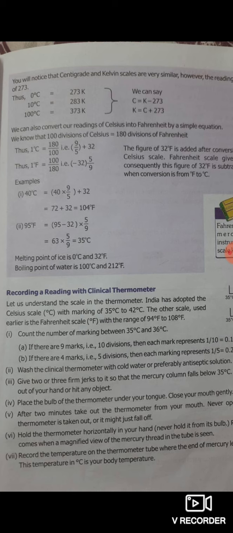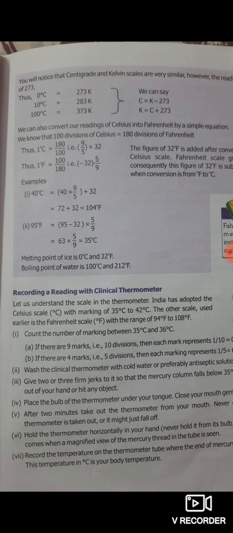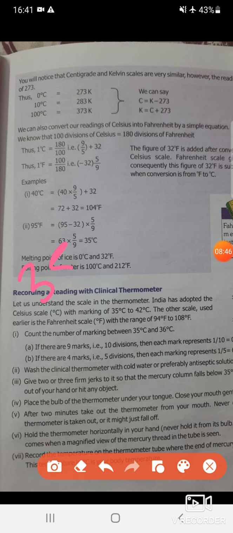Let us understand the scale in the thermometer. India has adopted the Celsius scale with marking from 32 to 42 degrees Celsius, and the other used earlier is the Fahrenheit scale with the range of 94 degree Fahrenheit to 108 degree, right? Count the number of markings between. Now you need to count the divisions from 35 degrees Celsius to 36 degrees Celsius. How many divisions can you observe in between, right? If there are 9 marks, that means you have 10 divisions.